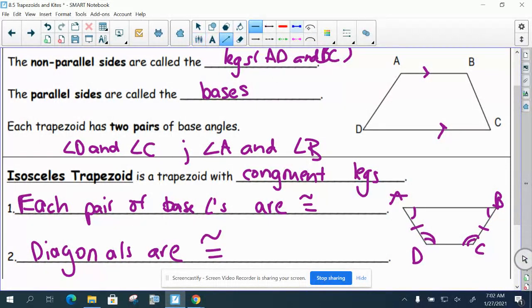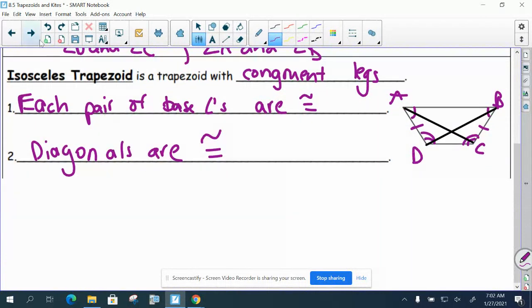Okay, so let's draw the diagonals. The diagonals, they're not angle bisectors. They're not bisectors of each other. They're none of that. The only thing that we can really say about them is that they are congruent. I don't even want to say more than that, because I don't want to confuse you and make you think that just this part is congruent. So anyways, let's do some practice with this.